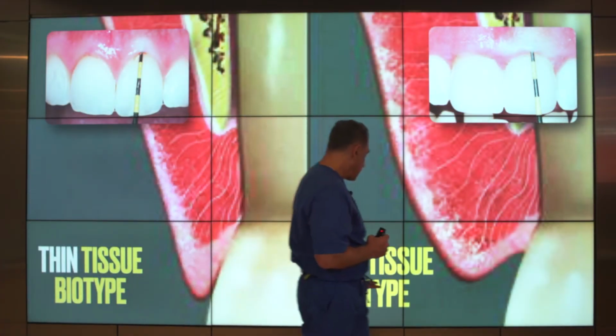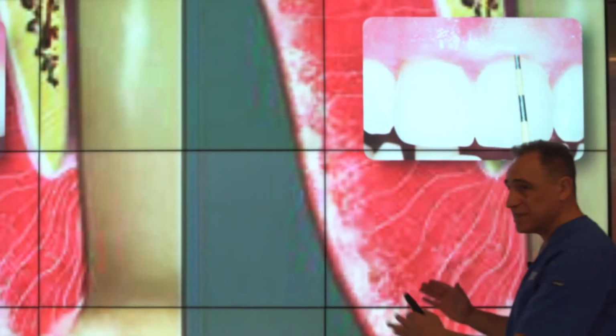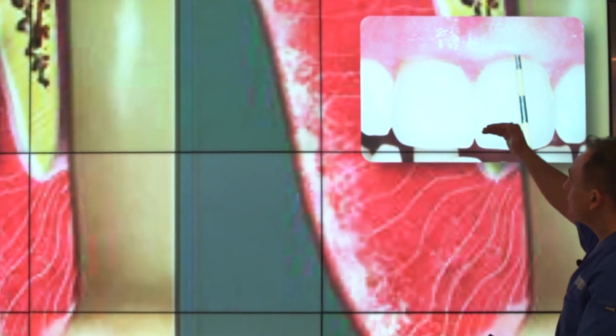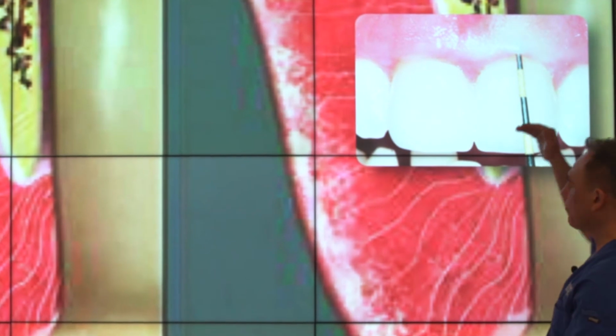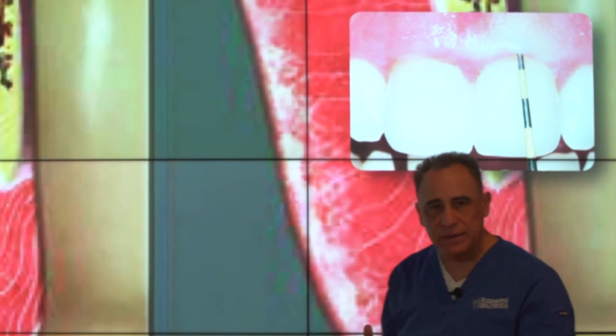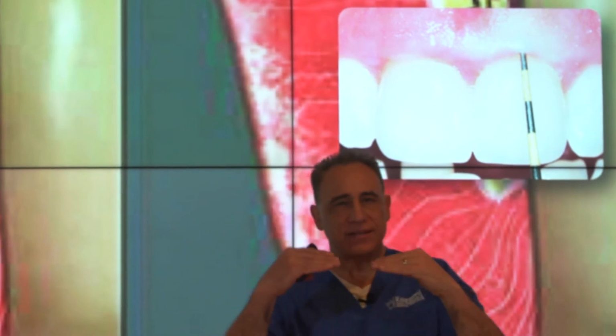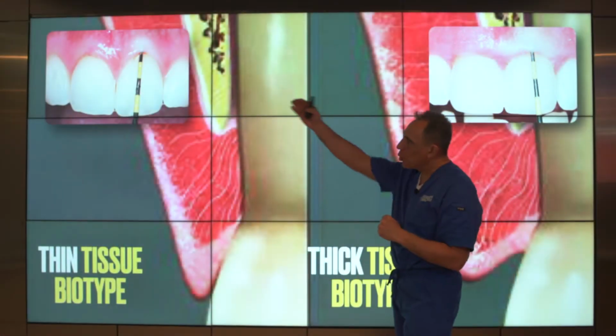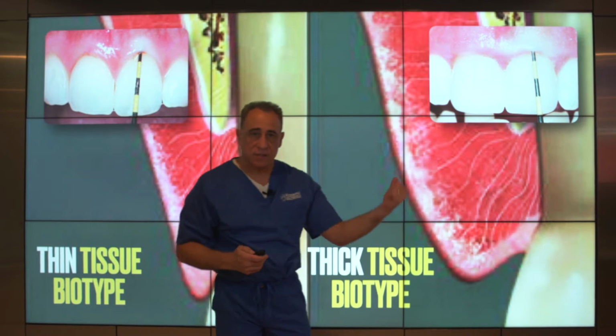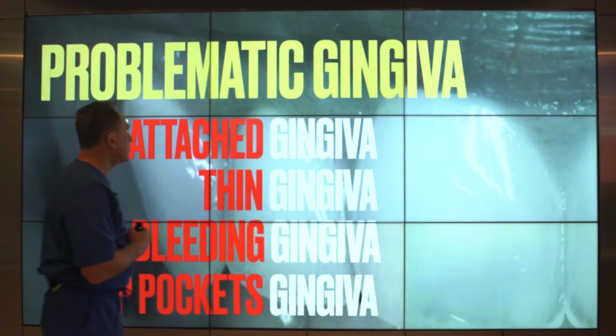And thick tissue biotype, where the gum tissue is thicker. We see these characteristically in people who have more square-shaped teeth, and the gum tissue itself has more of a flat appearance to it, as opposed to the scallop appearance in the thin tissue biotype.